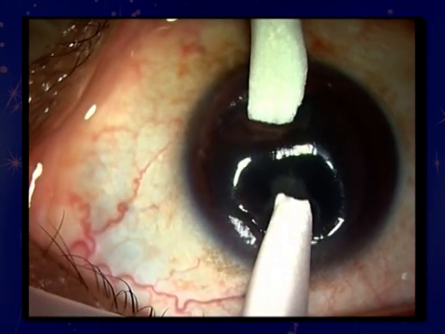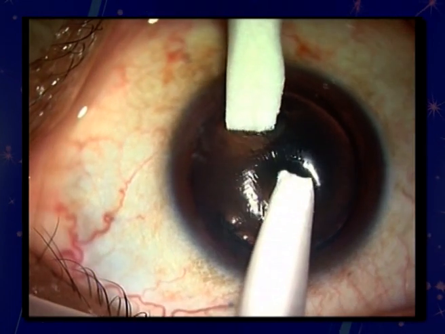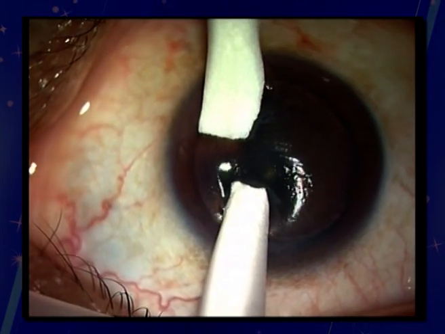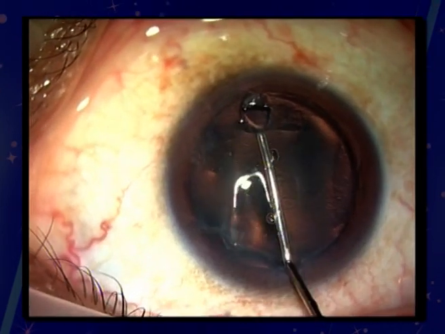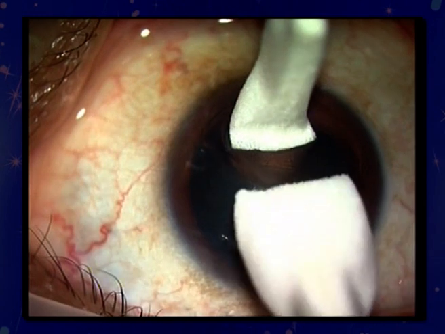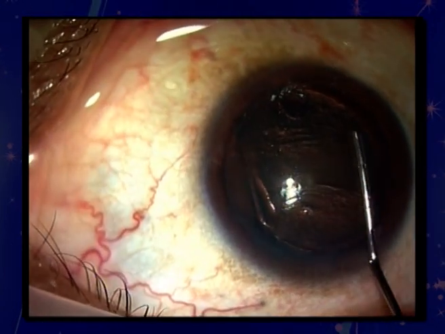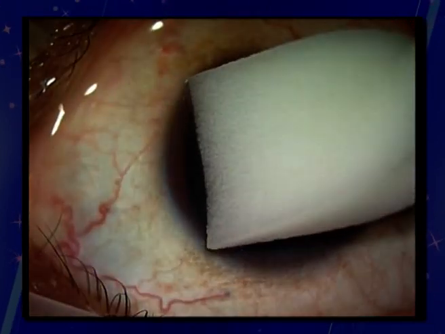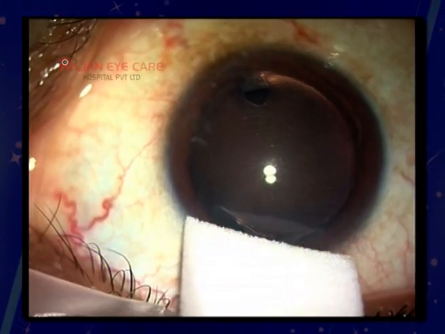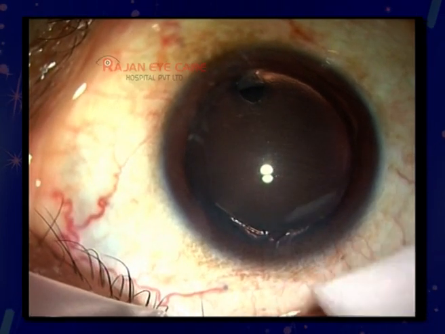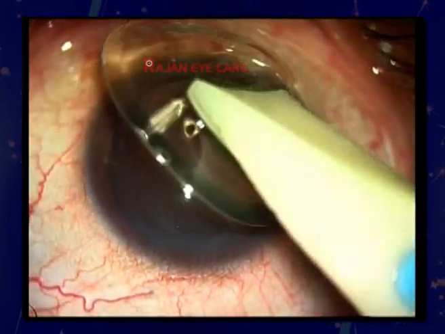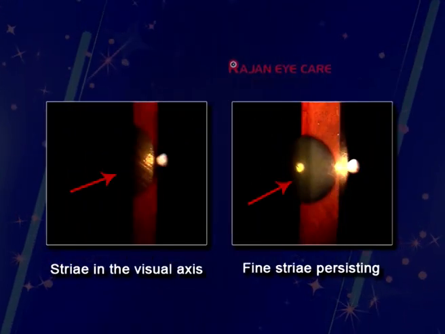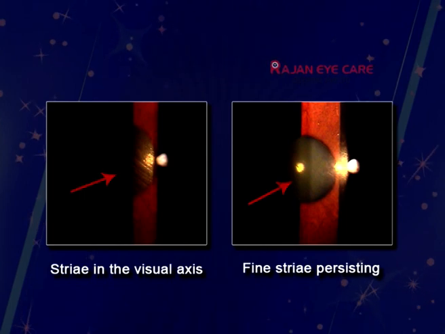Two dry merosal sponges are used to stretch the striae perpendicular to its direction. The stretching is done repeatedly till the visual axis is clear. The flap is replaced meticulously and a bandage contact lens is applied. The post-operative photo shows a clearing of the macrostriae with significant visual improvement.